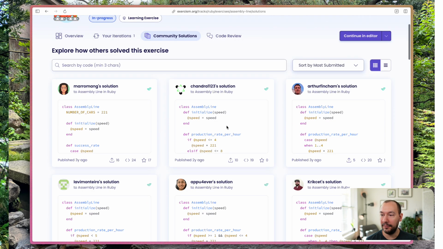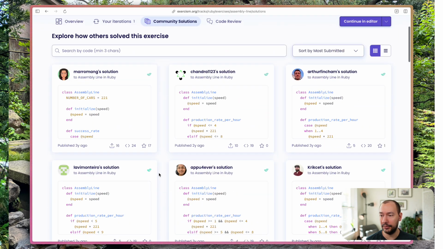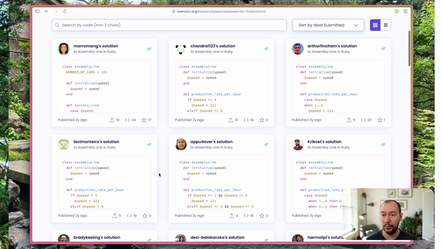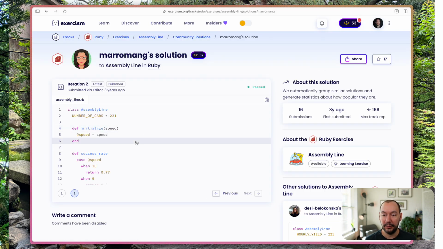Let's see what people have by most submitted. So interesting. I don't know if fewer people do this exercise or if solutions just vary a lot more. But the most submitted is only 16. I believe in other exercises we've done so far in this series, the number has been like 100, 200, 600. So let's look at a few of these and see what they're doing.